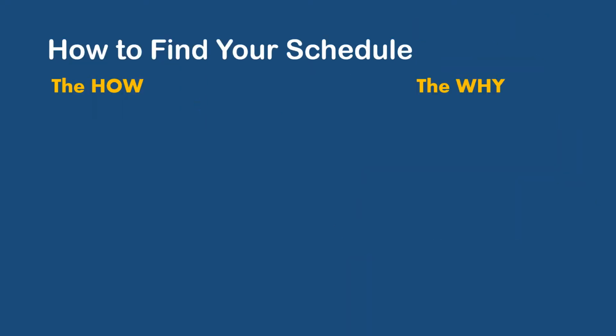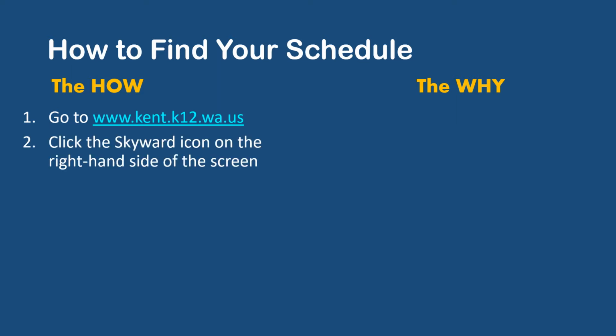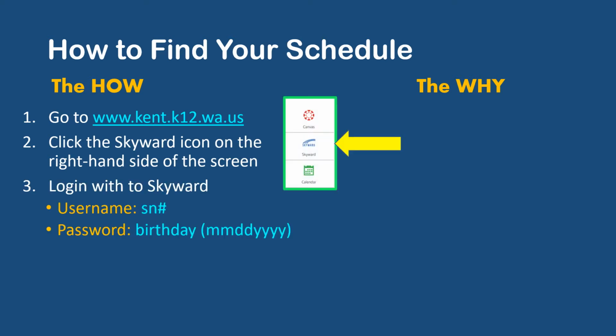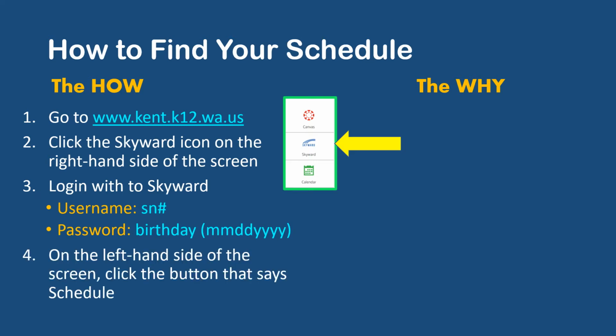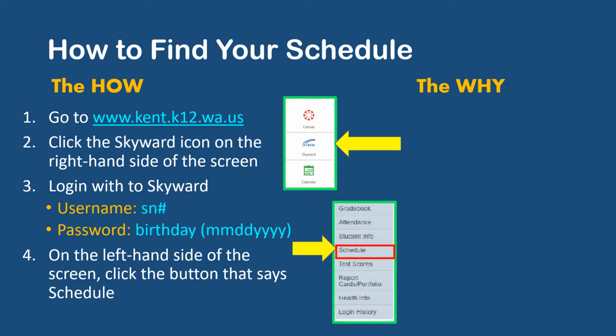We are going to start by sharing how you can find your schedule and why it's important to do so. First, you're going to go to www.kent.k12.wa.us. Click on the Skyward icon on the right-hand side of your screen. Log in with your Skyward username and password. Your username should be your student number, SN, and the number, and your password is your full birthday. On the left-hand side of the screen, click the button that says Schedule.